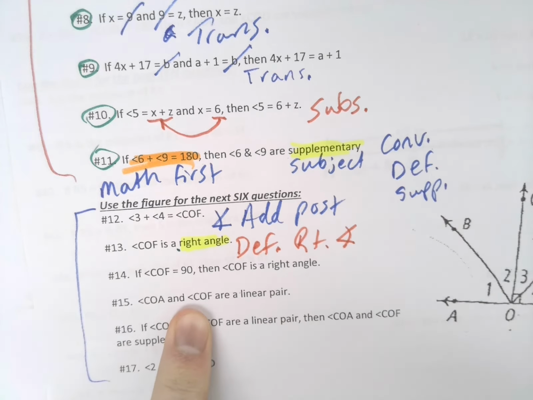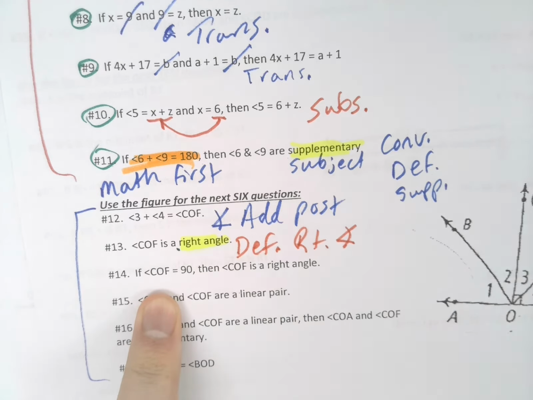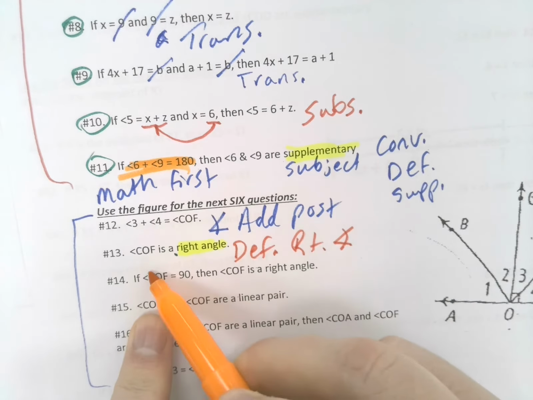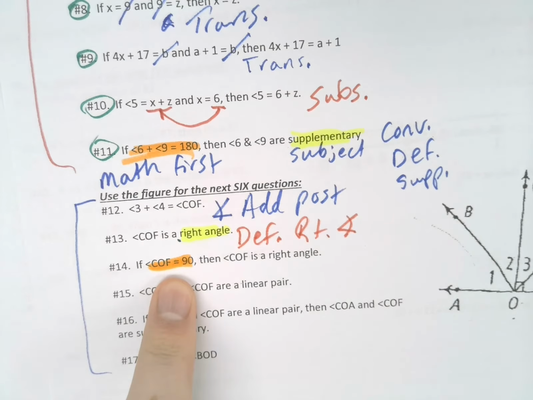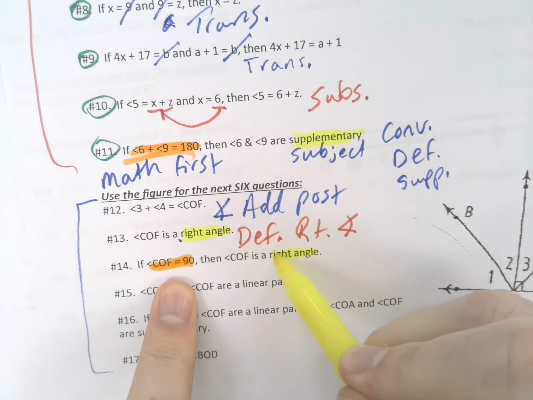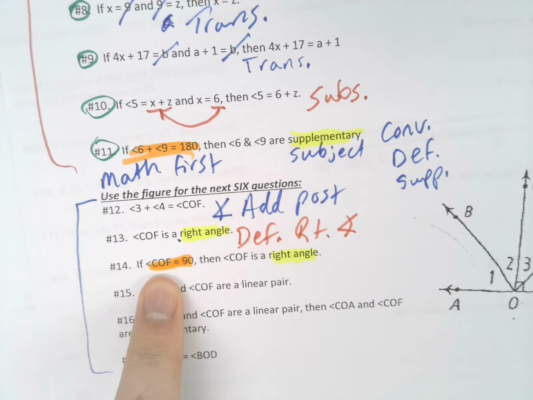It's really cringe. Now, if COF, we got some math up front here, is equal to 90 degrees, then COF is a right angle. Math first. What are you guys thinking?